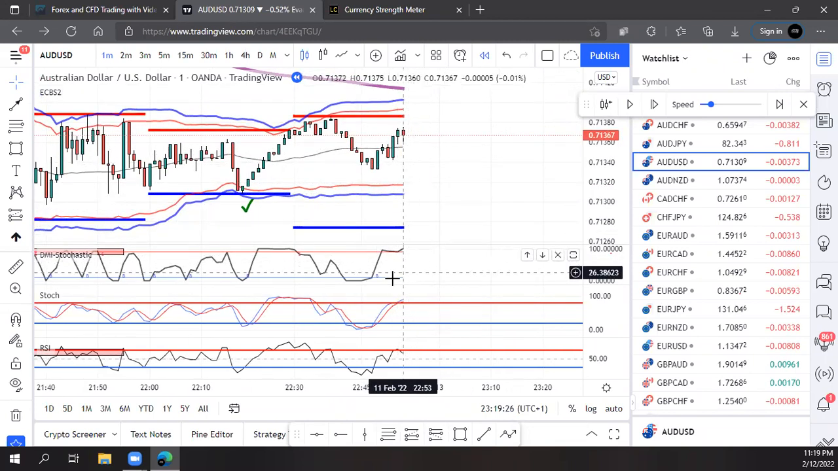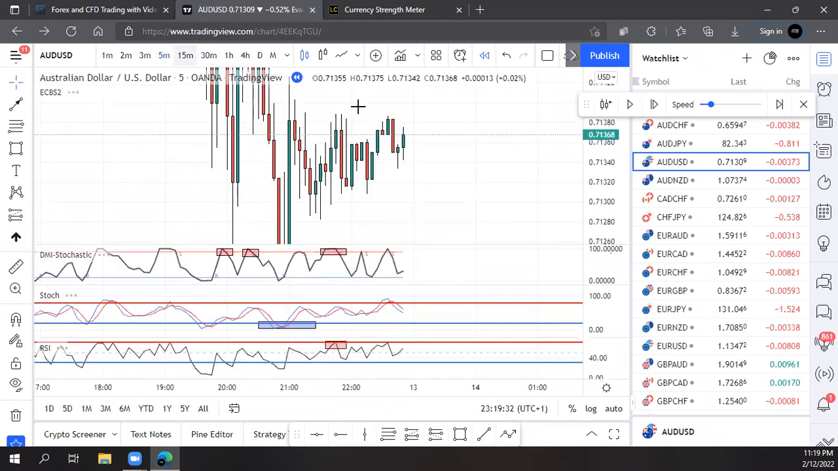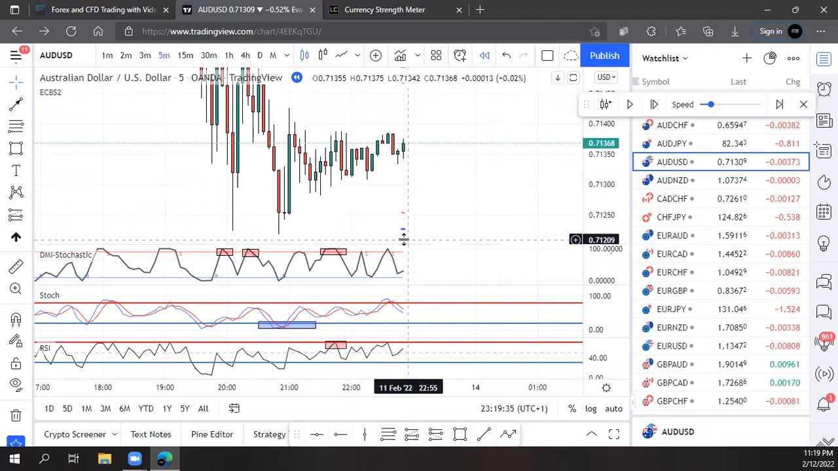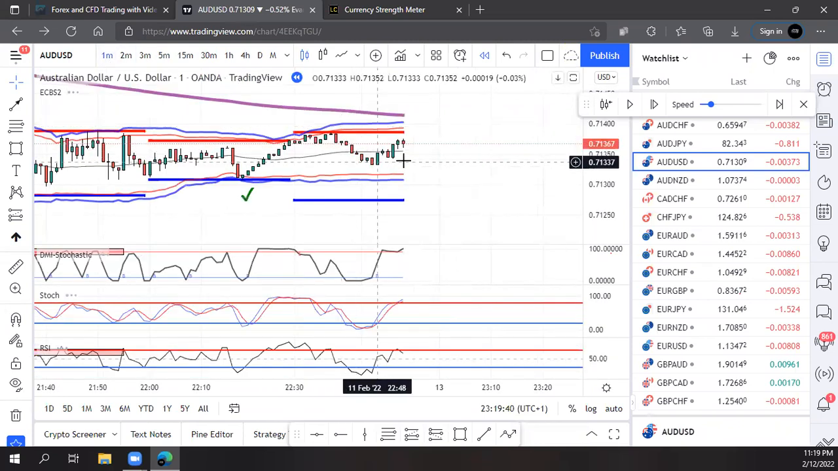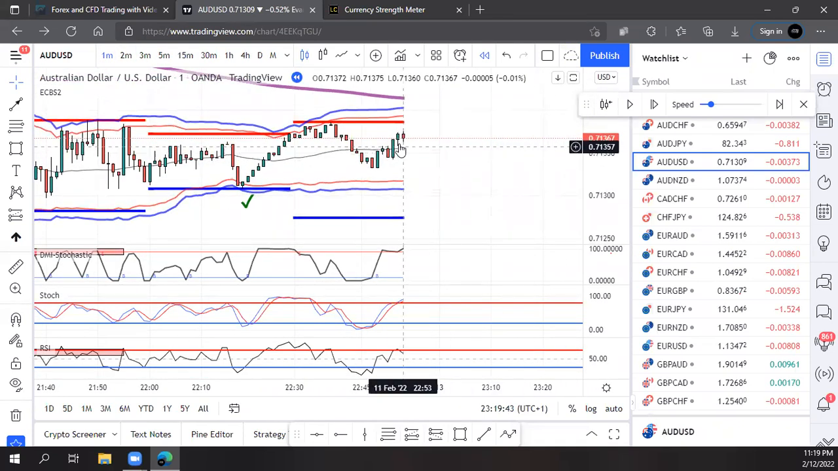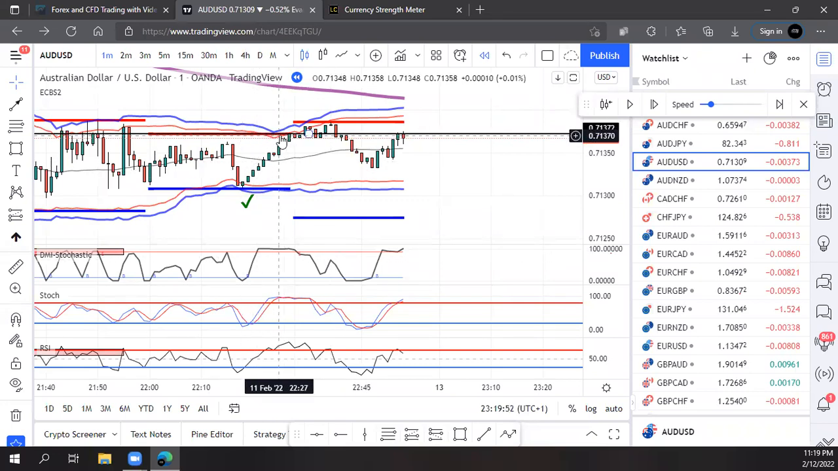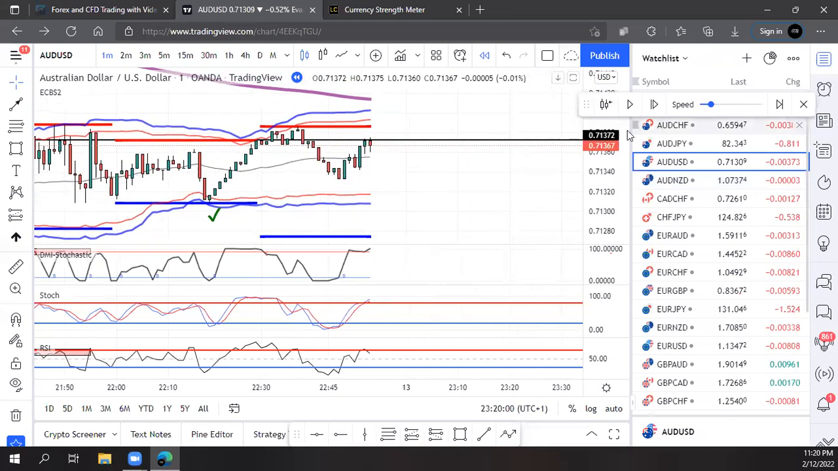I want to also look at this: while the 5 minutes time frame is like this, I want to also make sure that the 1 minute time frame is doing exactly the same thing. There's a resistance area here. If I extend this resistance area by using my horizontal line, you're going to see that 372 was my entry for a sell. 372 is my entry for a sell.